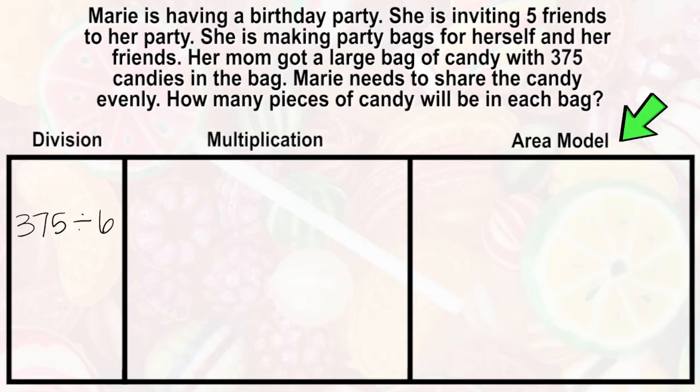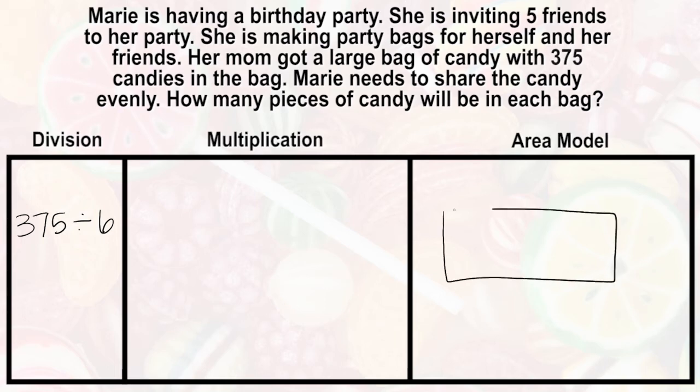We are going to write this problem in the area model section of our graphic organizer. First, we will draw a rectangle. Then we will write 6 to the left of the rectangle. The 6 represents the number of rows in the array, the divisor, and a factor. 375 can be written to the right of the rectangle or inside the rectangle.